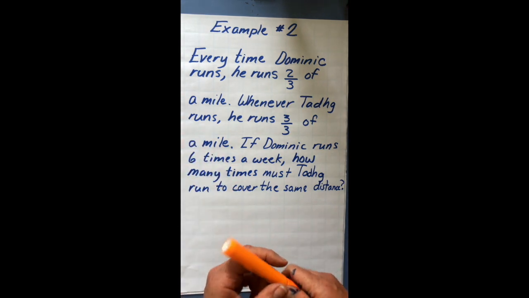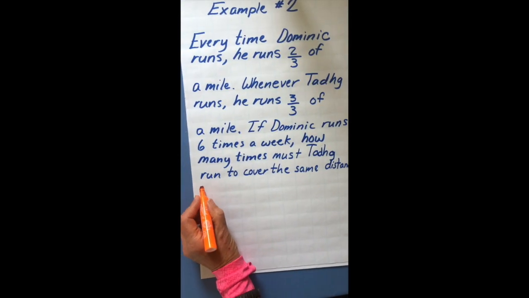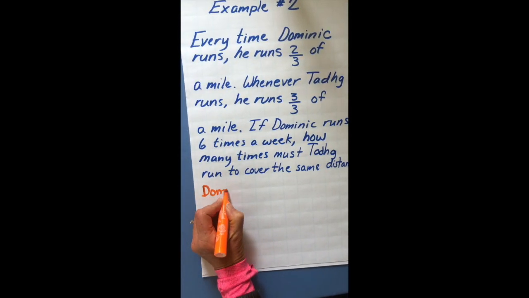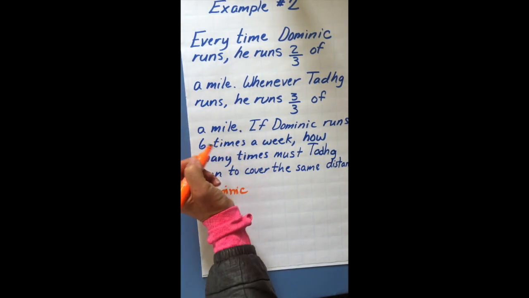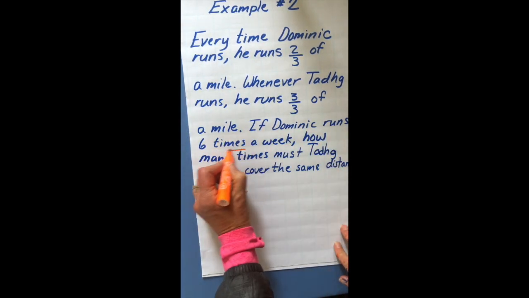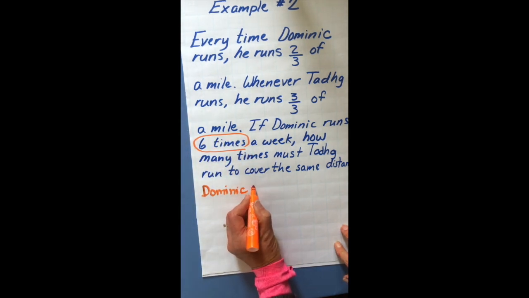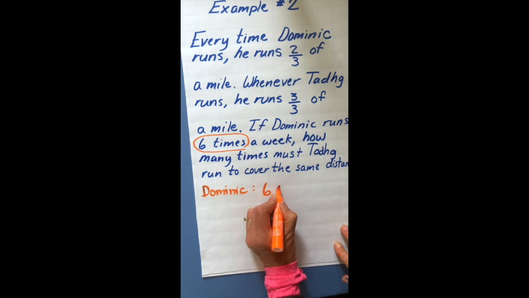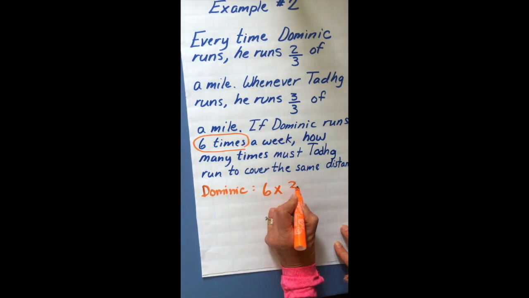So I need to write Dominic. So I know I'm dealing with Dominic. Now, the key word here is if Dominic runs 6 times. So I'm just going to write 6 times. And then it looks like he runs 2/3 of a mile each time.